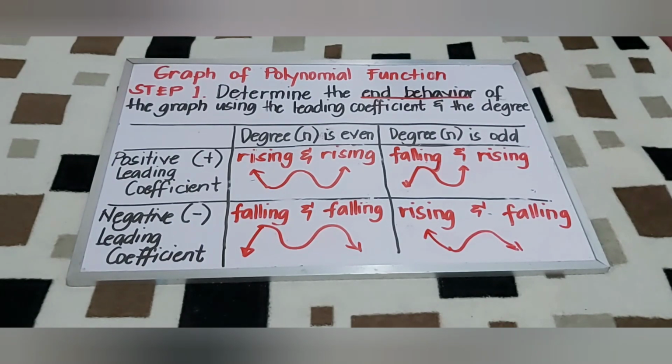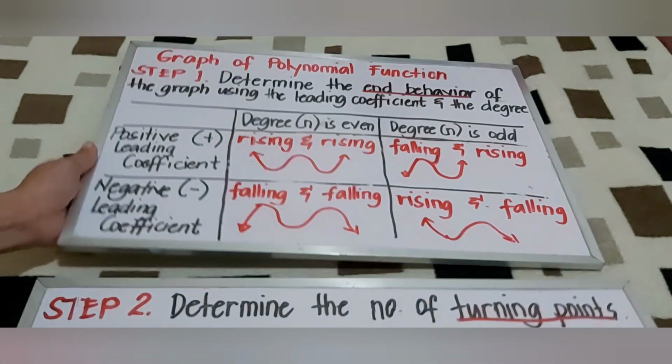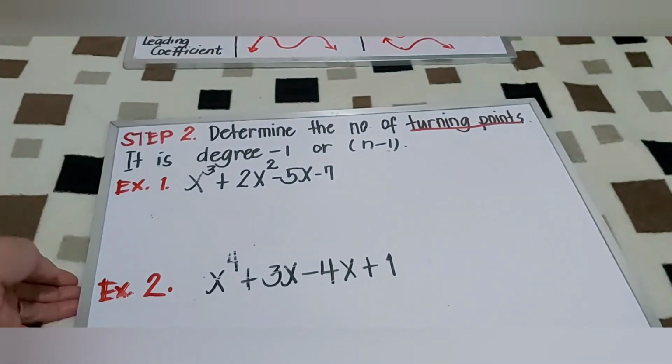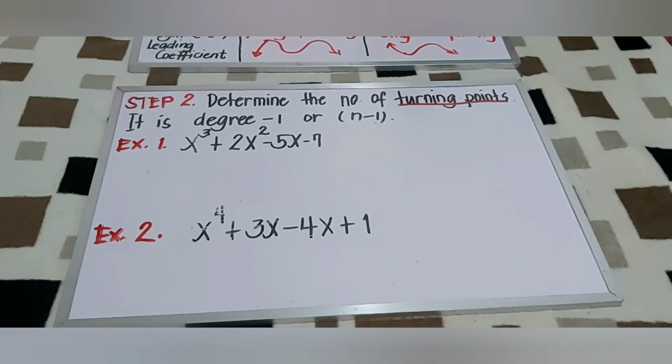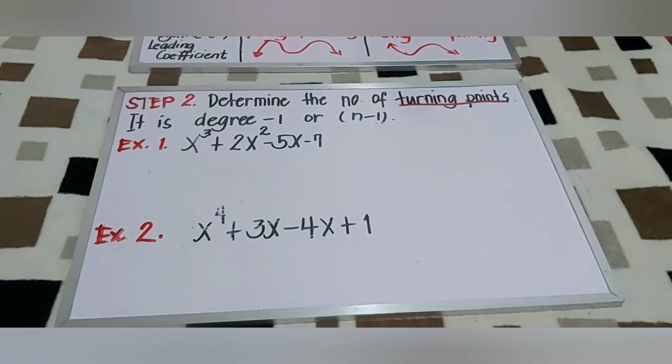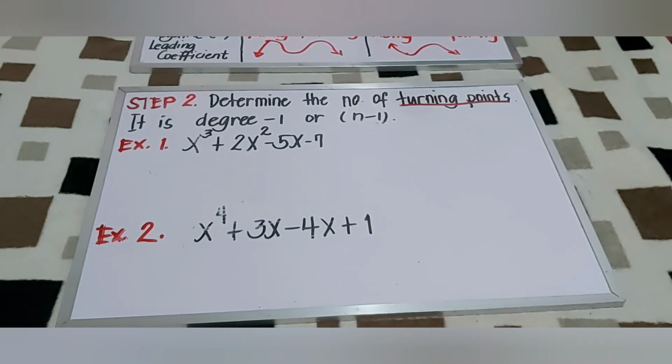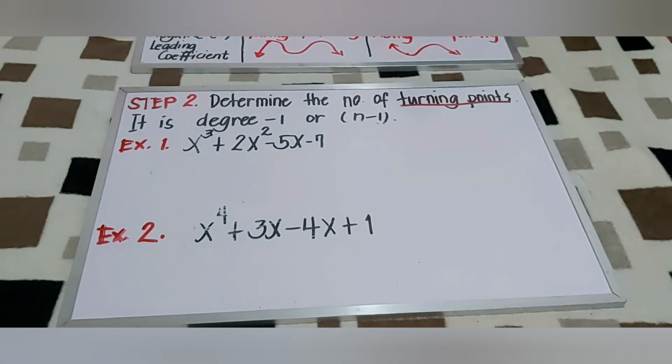Okay, so let's have the step 2. Okay, balikan natin yan later. For now, dito tayo, step 2. Our step 2 is, we need to determine the number of turning points. Pag sinabing turning points, ito yung point kung saan ang ating graph ay bumaba or lumiko. Mula sa pataas, biglang umakyat, or bumaba, mula sa baba, biglang umakyat. Okay, that's turning points. It is actually equal to the degree minus 1 or n minus 1. Okay, tingnan natin ang highest exponent, minus 1, yun na yung ating turning points.